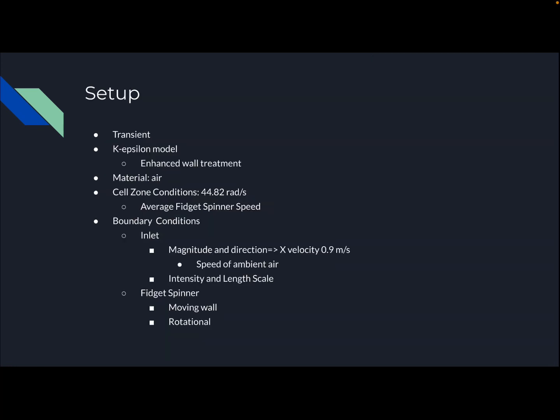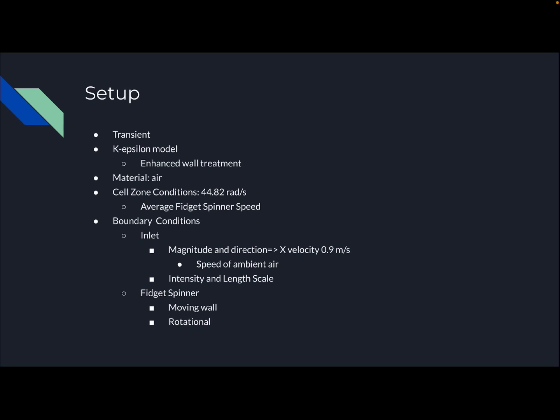So for the setup, we did a transient setup because it's not going to be under steady flow conditions. We did a k-epsilon model just to get a more accurate model for turbulent flow, and did enhanced wall treatment in order to make it a smoother transition between the two models. We made the material air because that's what fidget spinners generally are flowing in, and then did a cell zone condition to have 44.82 radians per second, which is really important because that's the average angular velocity for a fidget spinner from what we found online.